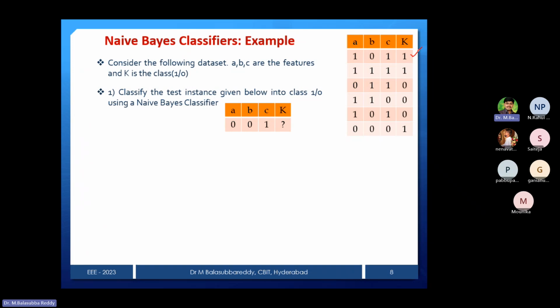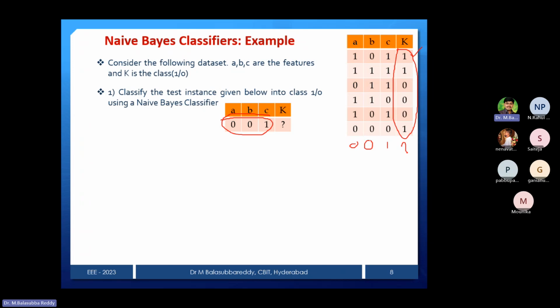Let it be the already labeled data. Output is 1. Like this, with this combination, you have the outputs. Now a new combination comes into the picture. This is our new combination. What is the new combination? A is 0, B is 0, but C is 1.